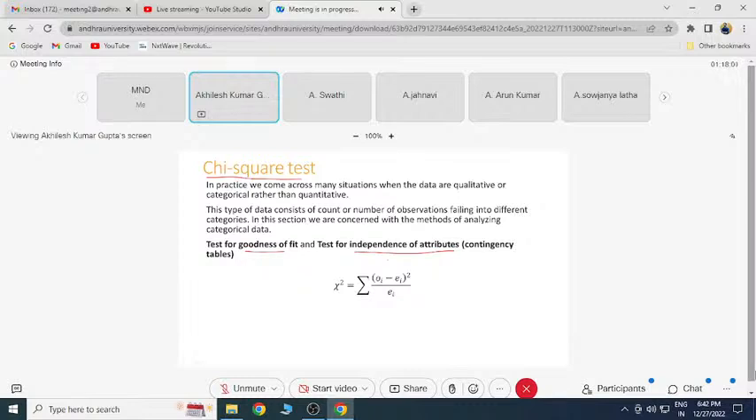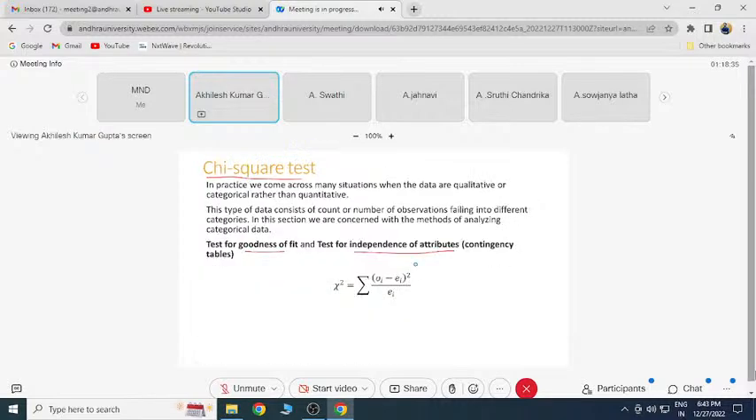One best example you can think of for independence of attributes is corona vaccination as one attribute, and getting corona as the second attribute. We can check how many people have got the corona vaccination, and of those who have not got the vaccination, how many got corona, and of the people who have got the vaccination, how many got corona. So these two attributes we can check whether they are independent or not.